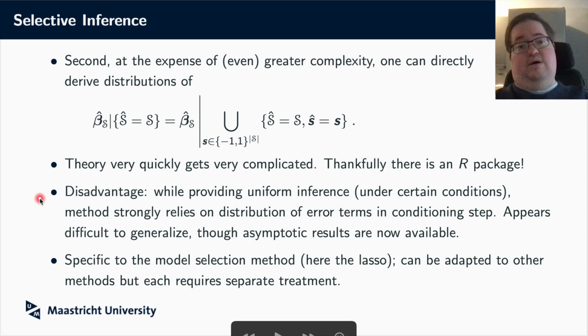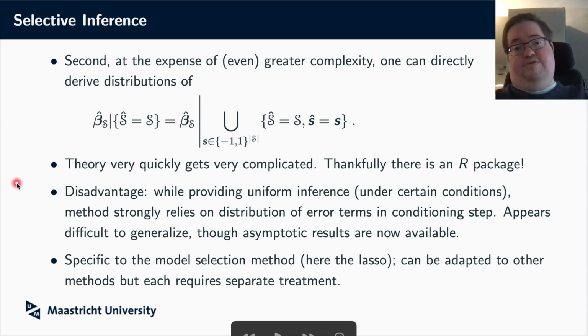Now, it turns out that we can actually also directly take the union over all these signs and directly look at exactly the conditional distribution that we're interested in. But of course, that also does mean that the theory becomes a lot more complicated. Now, the good thing is that there is a nice R package which implements this method.